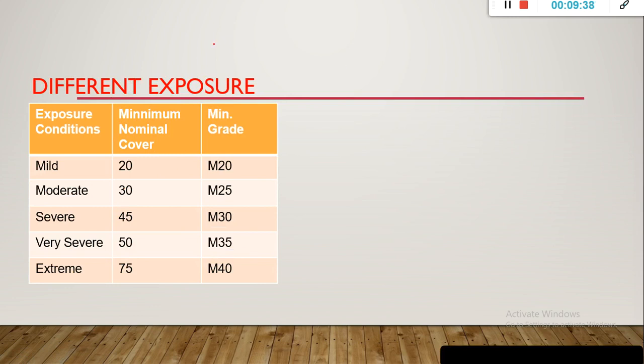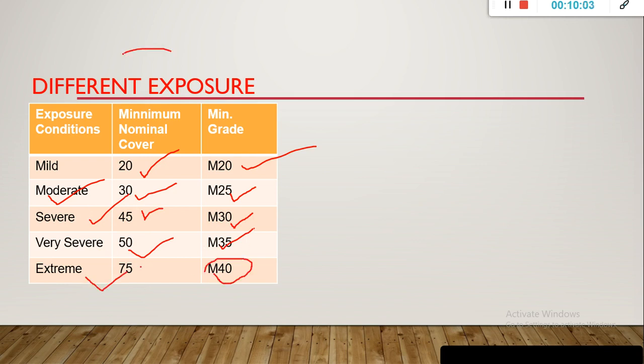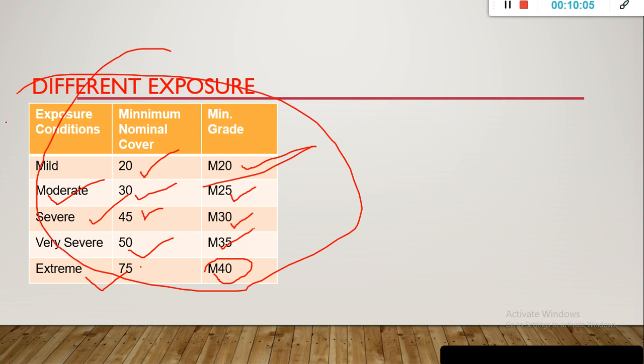So sometimes they may ask for mild condition, what is the minimum grade of concrete to be used: M20 and minimum nominal cover 20 mm. Next, they may ask for moderate, what is the minimum nominal cover: 30, and minimum grade 25. For severe condition, minimum nominal cover is 45 and minimum grade is 30. Very severe is 50 and minimum grade is 35, and for extreme it is 75 and minimum grade is 40. So try to remember this table: minimum nominal cover for mild, moderate, severe, very severe and extreme conditions. Okay.